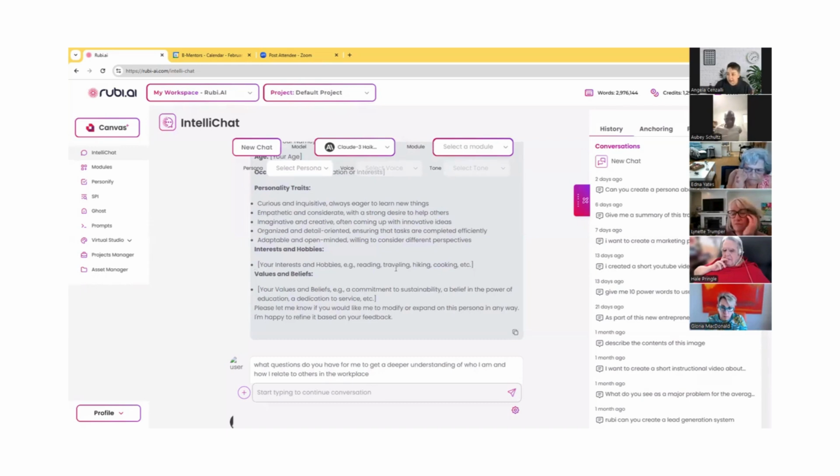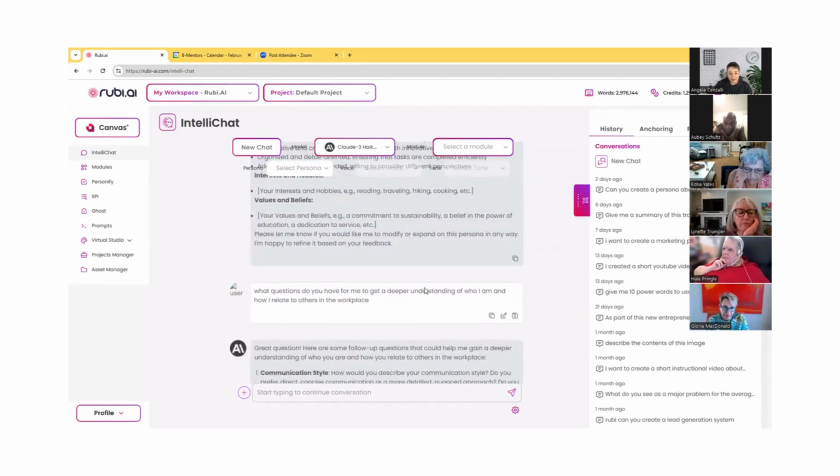Now, how would she know that? Because I ask her questions when I'm trying to develop recipes. I've asked her for travel information. I've asked her to give me summaries of books. So she's thinking that I like to do these things because these are the conversations we've been having. And she says that I have a commitment to sustainability. I believe in the power of education. And she wants to know, please let me know if you would like me to modify or expand on this persona in any way. So she's now asking me for feedback.